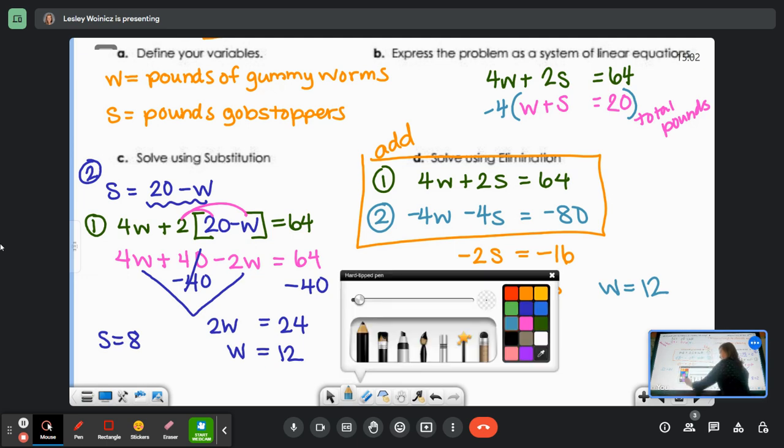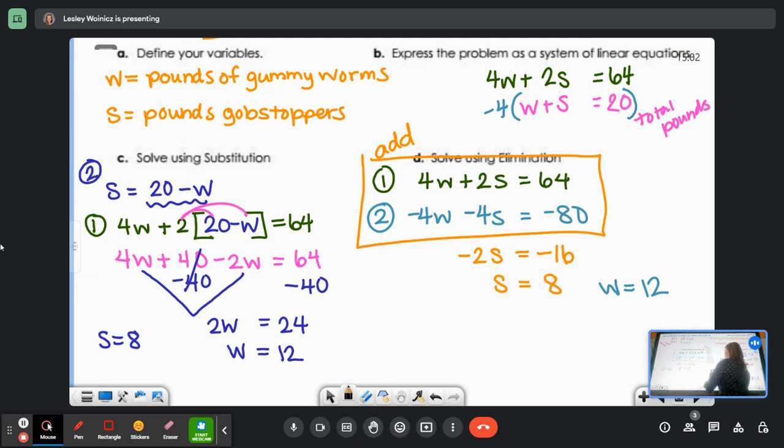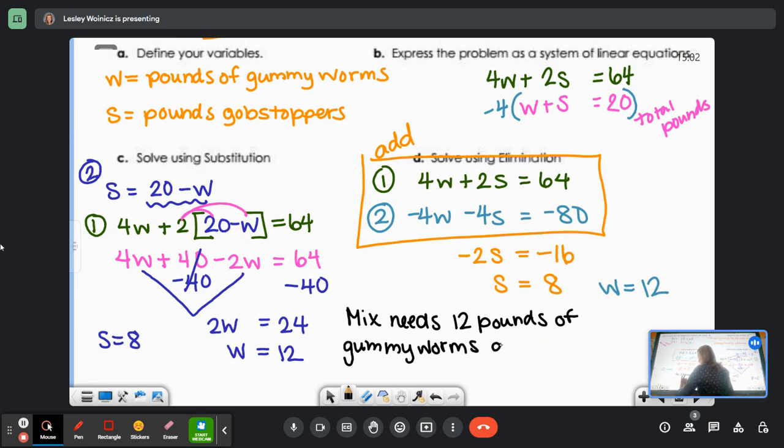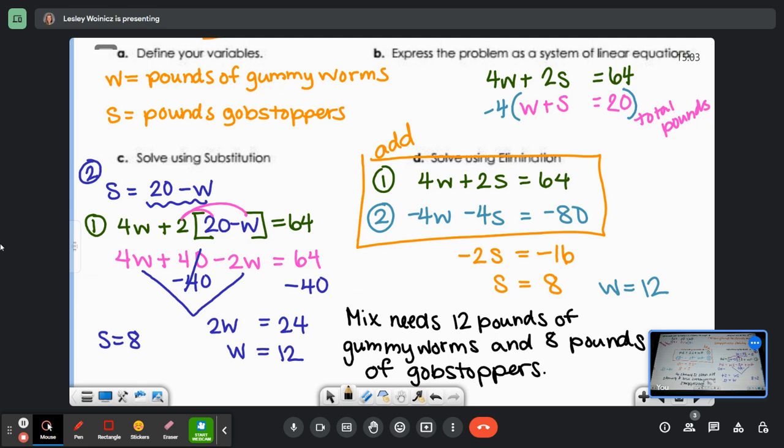Okay, so now we can write a sentence. So the mix needs 12 pounds of gummy worms and 8 pounds of gobstoppers.